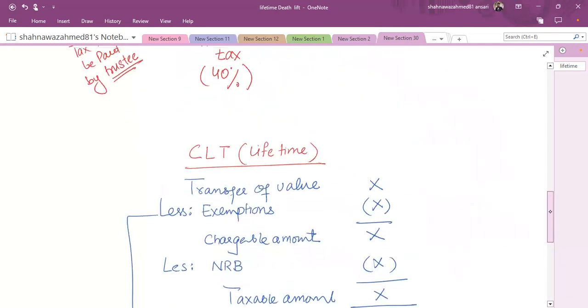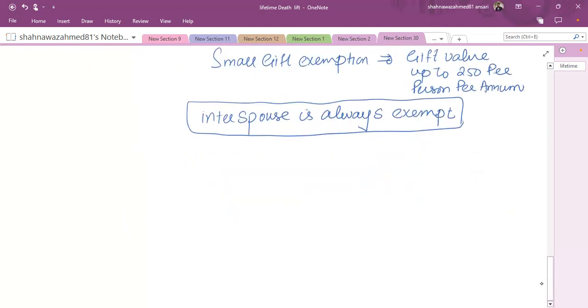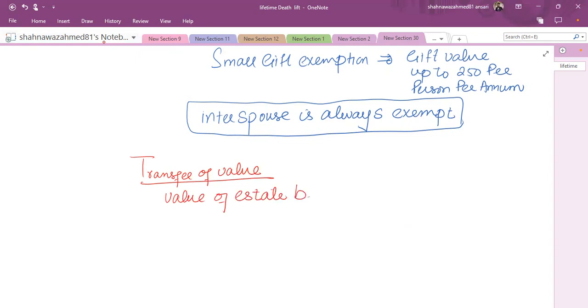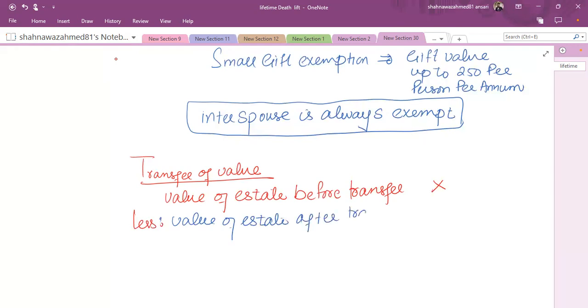Now, one important thing is how to calculate transfer of value after exemption. So, transfer of value is value of estate before transfer. We need to find out what is the value of the estate before transfer, before the gift, and then we'll deduct the value of estate after transfer. And this we usually have to calculate in the case of transfer of shares normally. This is the transfer of value.